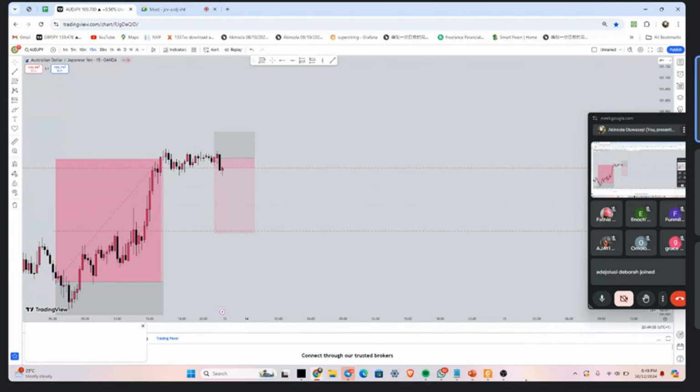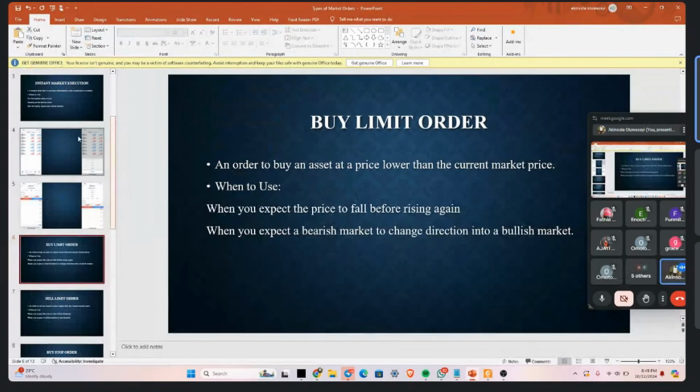Please. So now, next on the list is what? Buy limit. Buy limit means, number one, it is an order you give to the market that you want to buy a particular asset or a particular market at a price that is lower than the current market price.